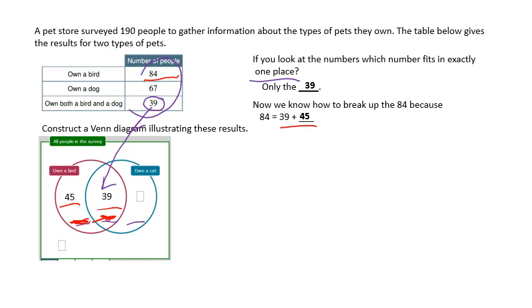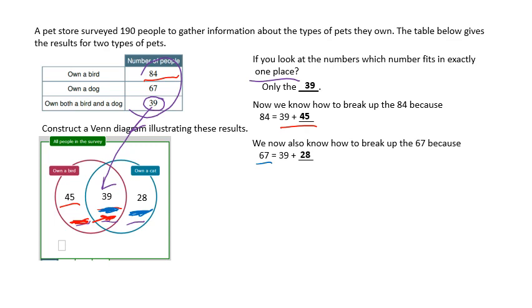Now, let's look at the dog number, the 67. In a similar fashion, if you own a dog, you're either right here or you're right here. The total number of people that own a dog is 67. So that 67 has to be 39 plus what's missing. What's missing? 28.